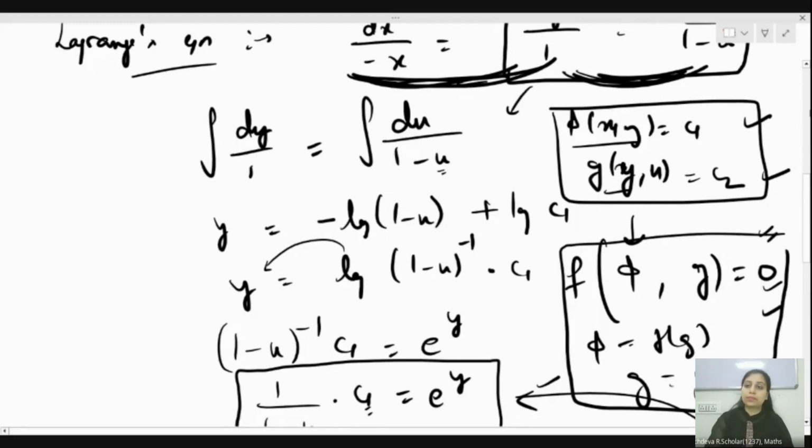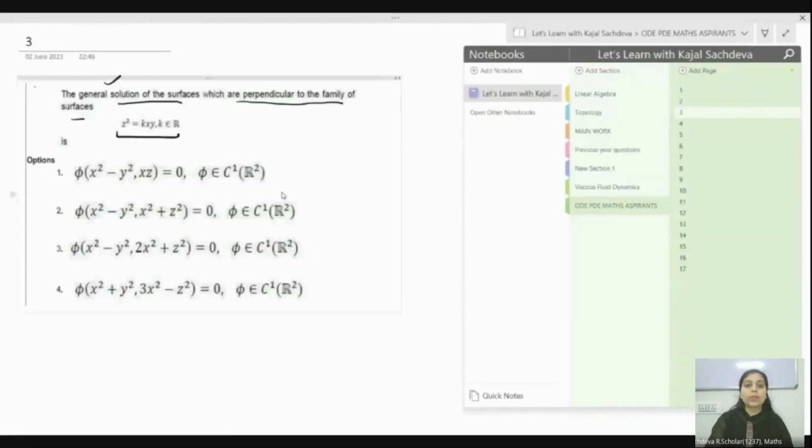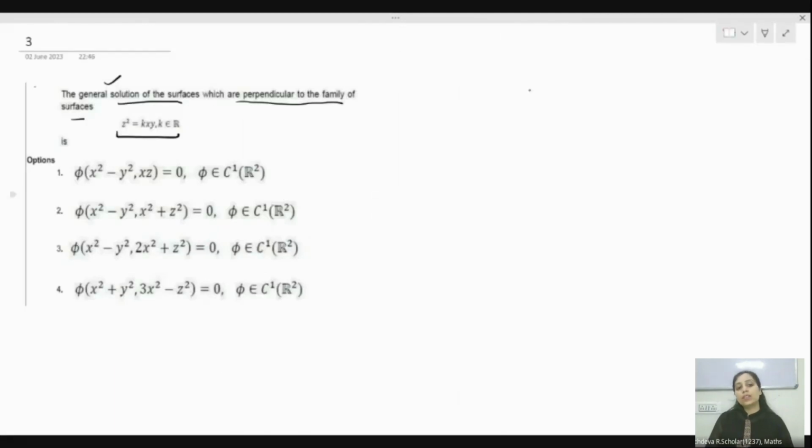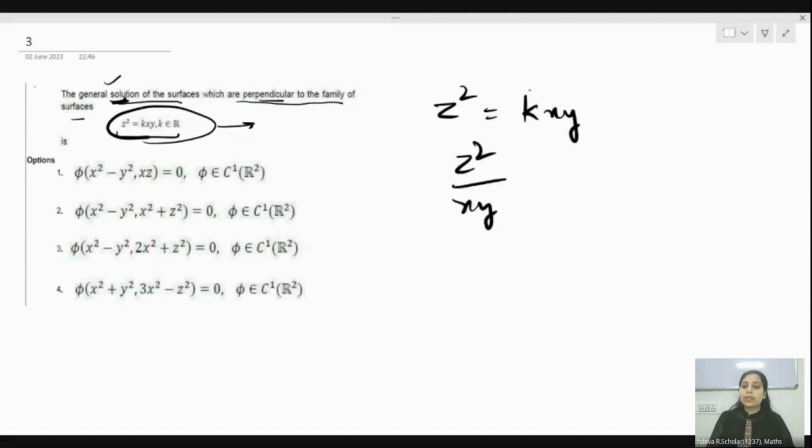So let's take this problem now. Here we are to find the solution for the family which is perpendicular to this family. So firstly, we have to find a family perpendicular to this. How can we find a family which is perpendicular to this? This should be known. So take z square is equal to kxy. Just separate the constant, taking k to the right hand side and the rest to the left hand side. So call it a function of x, y, z.